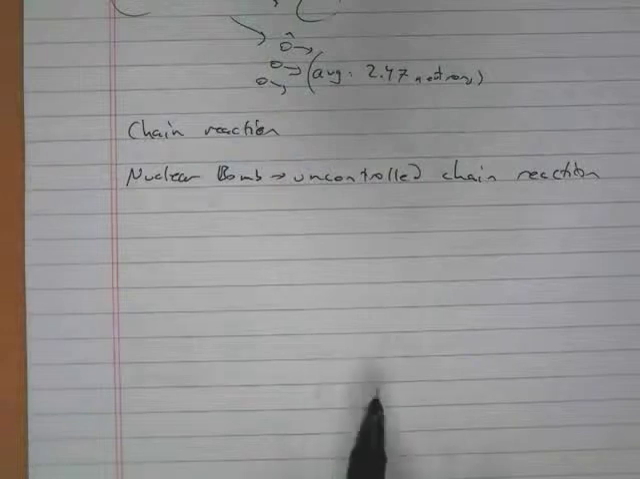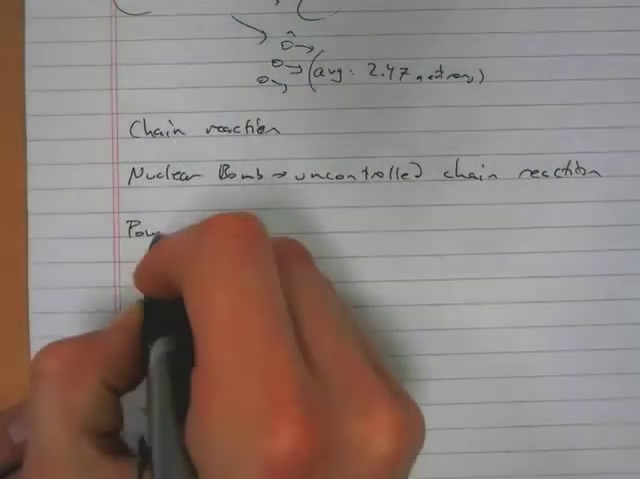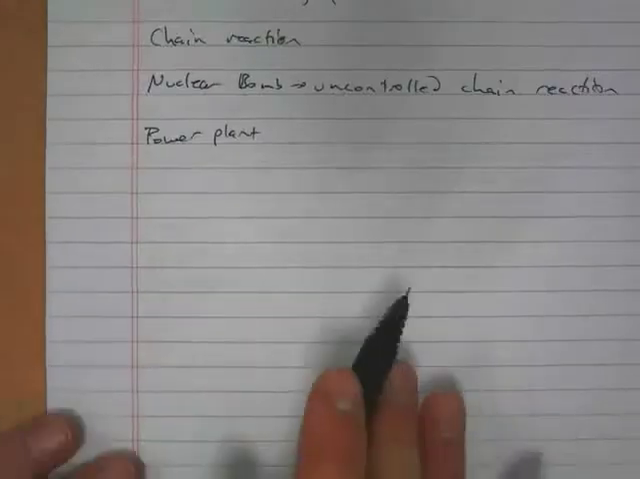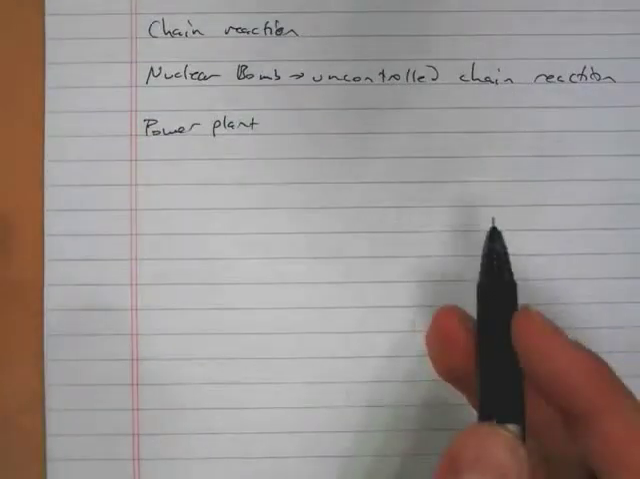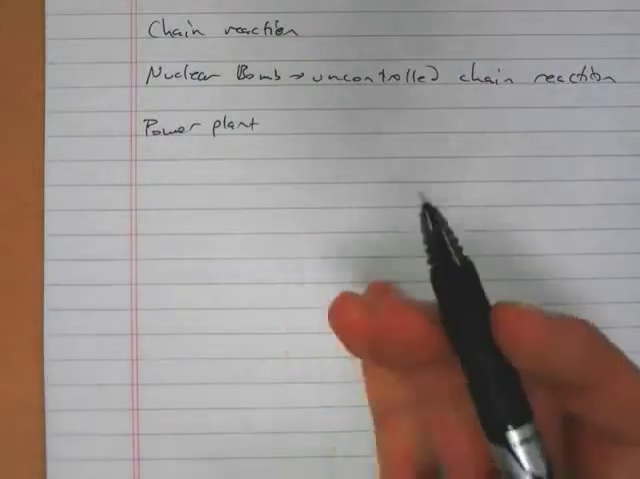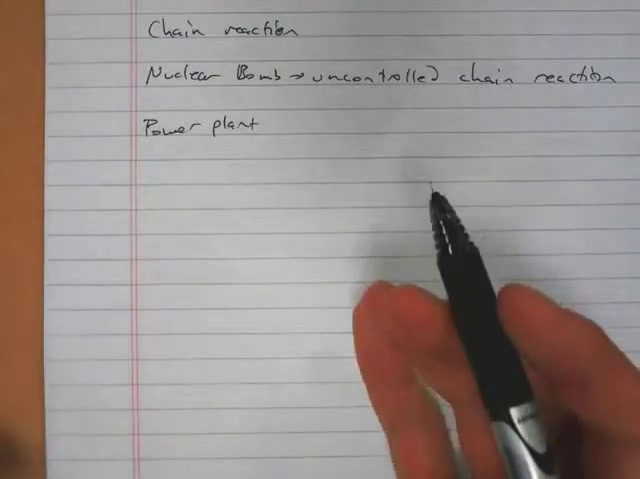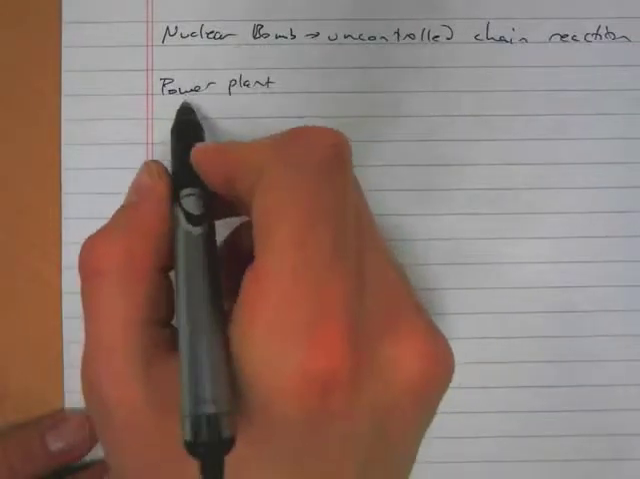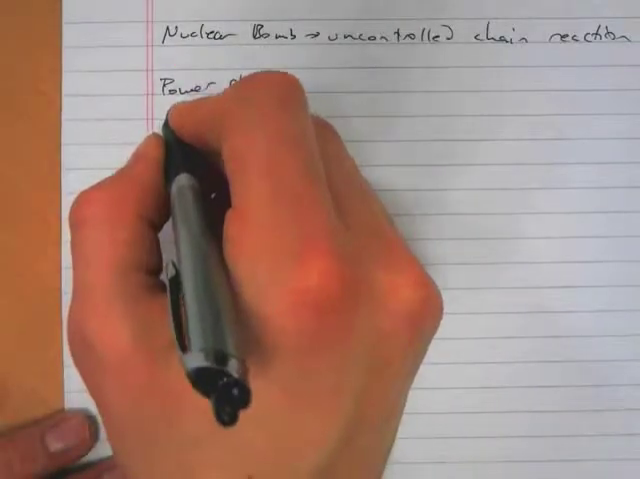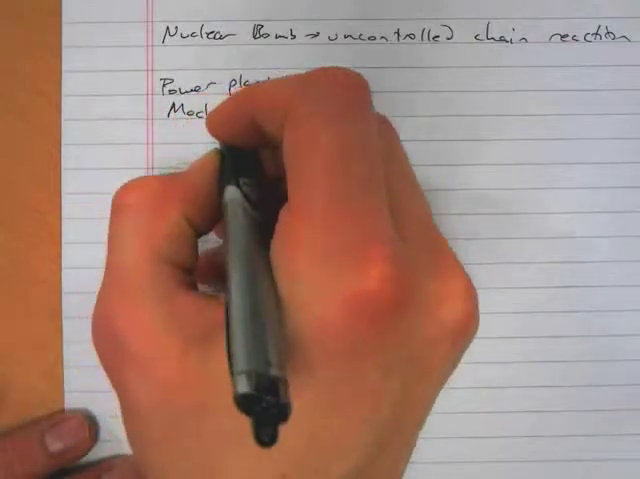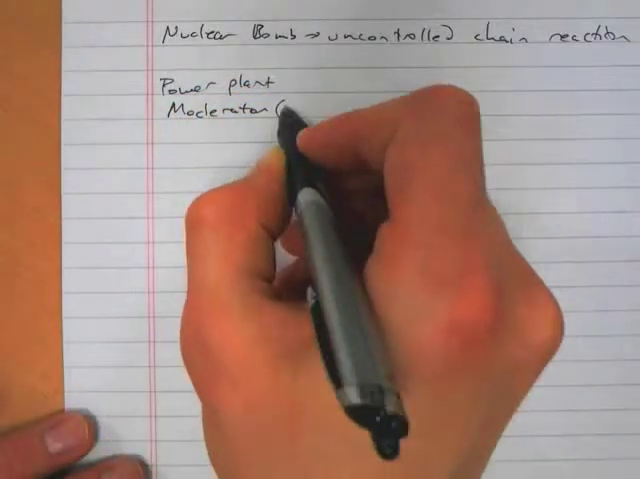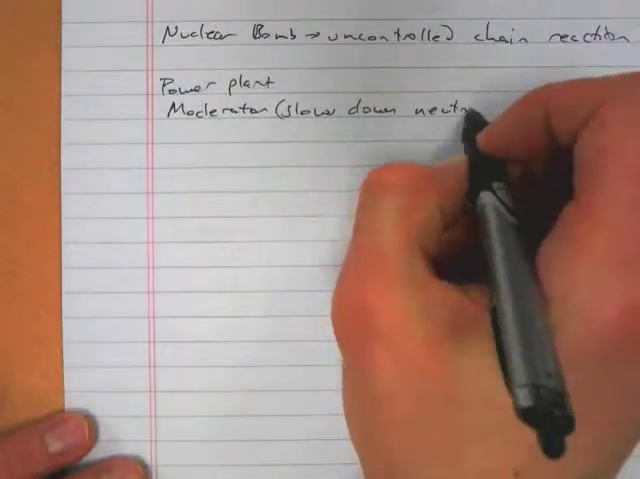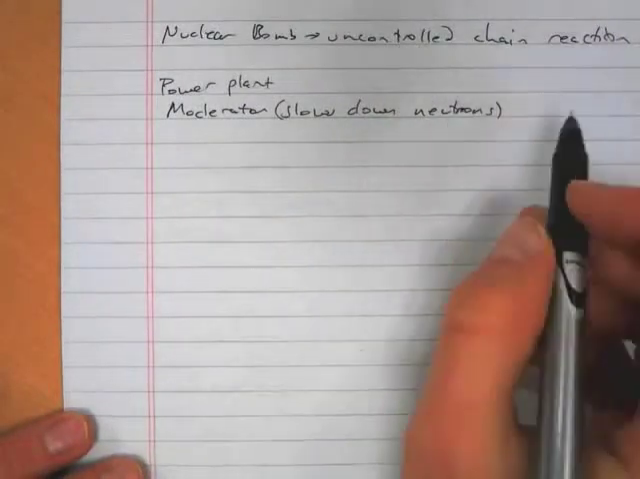Now in a power plant, of course, you don't want that to happen because then it will explode, and that is bad. But in a power plant, they try to control the reaction, only producing as much energy as can be productively converted to electrical energy. So typically, a few things are going on in a nuclear reactor. First off, there's some kind of moderator that slows down the neutrons because they have to be going relatively slowly in order to cause more fission to occur.